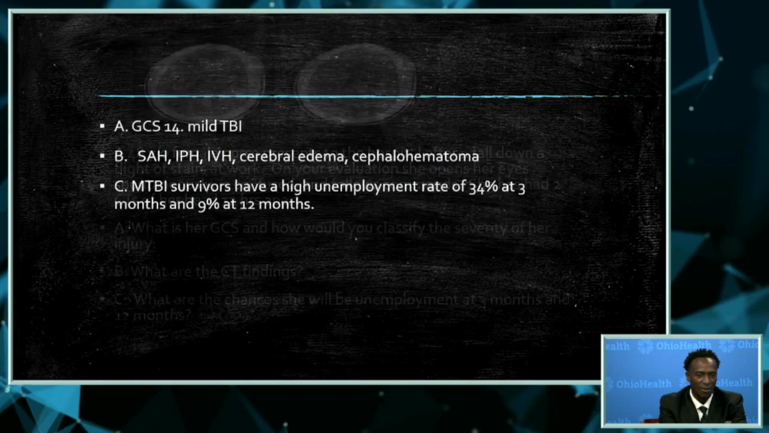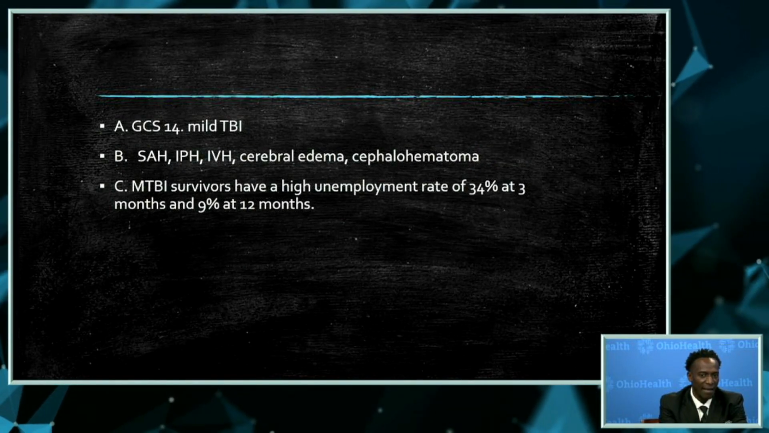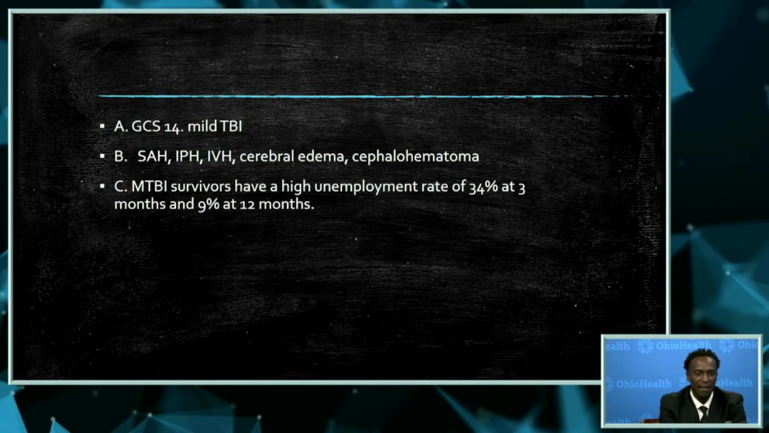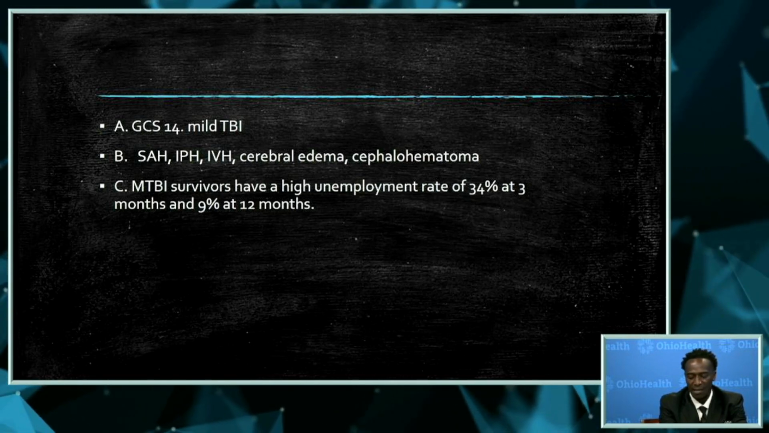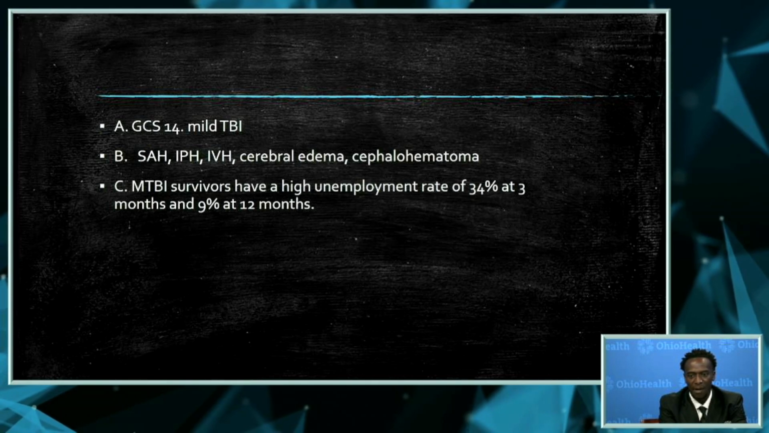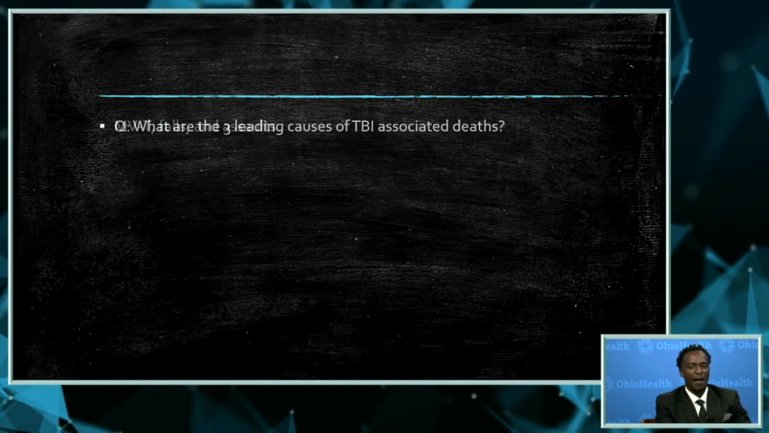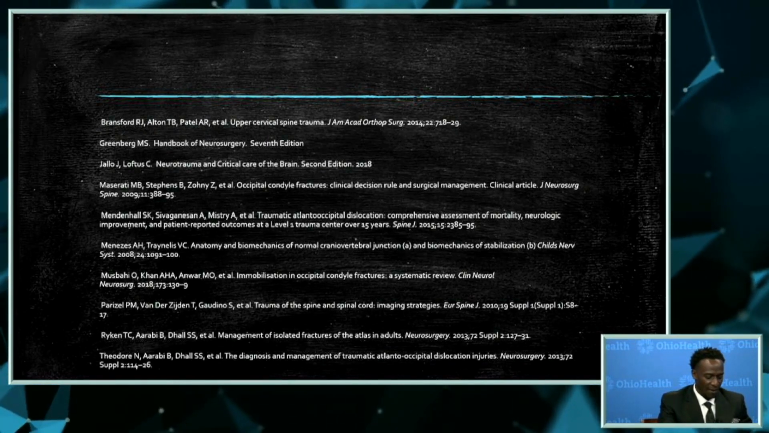This is interesting. So mild TBI survivors have a high unemployment rate of 34% at 3 months and 9% at 12 months. So just something to keep in mind with all these traumas that we see. I'm going to stop there, and we maybe have time only for one question. Yeah, very good. Thank you.